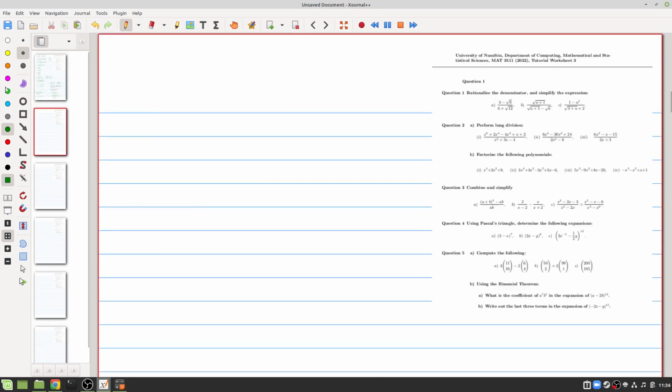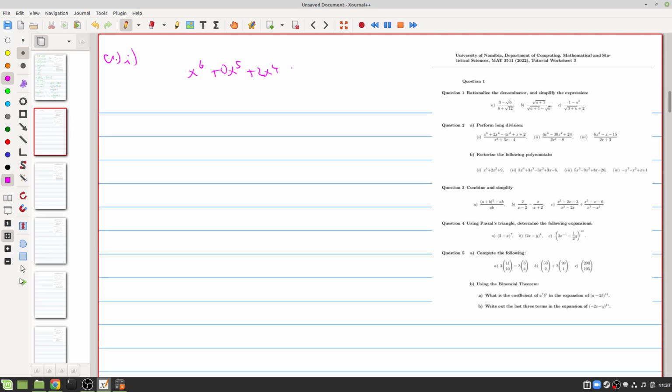Alright, question 2. So for question 2, we have, what do we have here? Perform long division. Okay, so we've already done some of those as well, but let's get into it again. So that's number a1. We've got x to the power 6 plus 2x to the power 4. So I'm just going to put 0x to the power 5 here, because we don't want to miss any of the exponents. We want to get all the way descending down to 0. So plus 2x to the power 4.